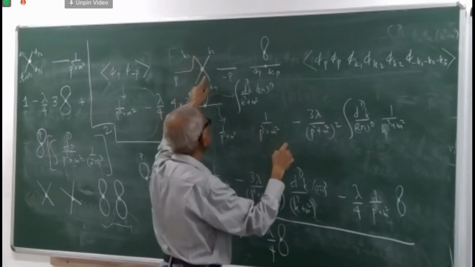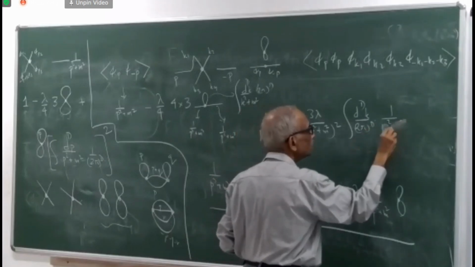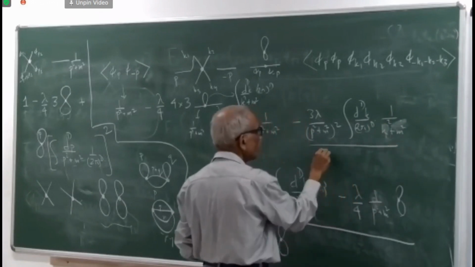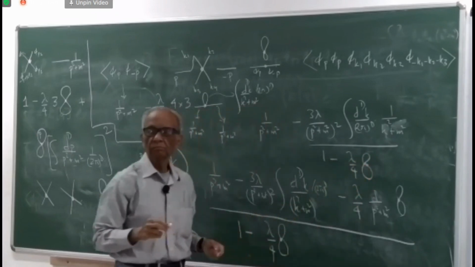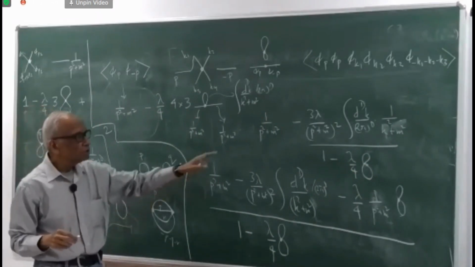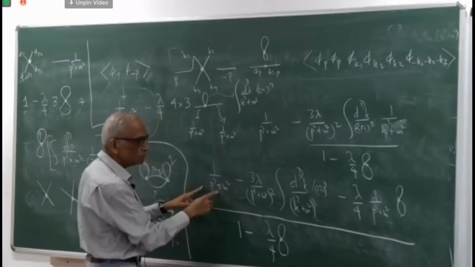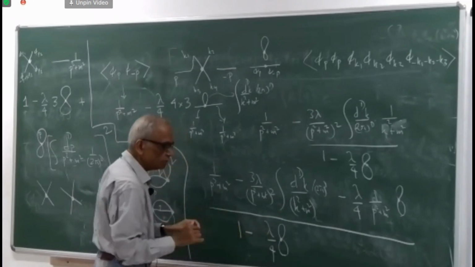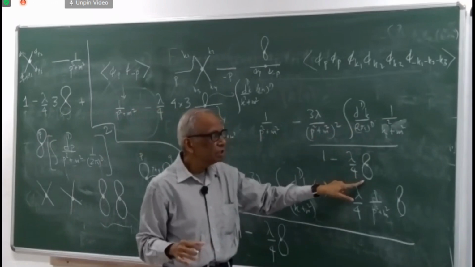It's just one loop. So k square plus m square divided by 1 minus lambda by 4 this. Right? So the answer is 1 over p square plus m square minus 3 lambda. So this minus this. So that combination cancels the 1 minus. So it is 1 minus 3 lambda into this divided by 1 minus this.